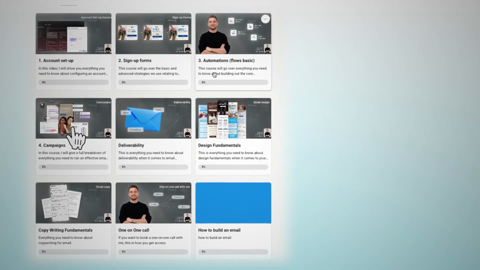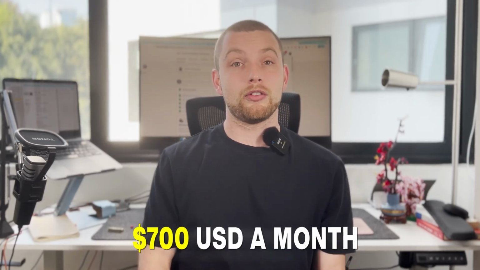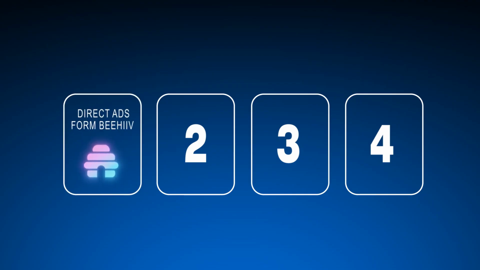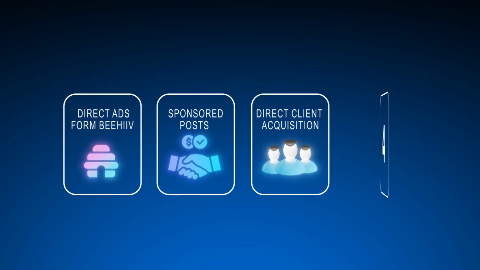The school community is a new thing that I've launched at the time of recording last month. So that's something that we have yet to prove out. I mean, currently we're making about 700 USD a month from the school community, but that's a new thing that we've launched. So those are the 4 ways that my newsletter helps me generate revenue, okay? Direct ads from Beehive, sponsored posts on the newsletter, direct client acquisition, and then pushing my school community.